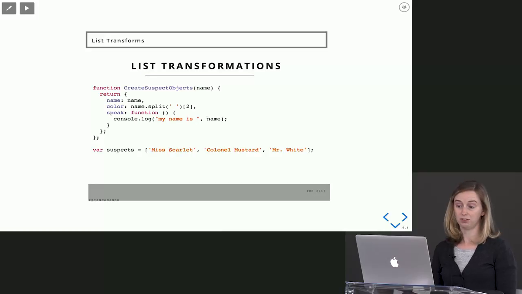We're defining some properties on this object. We have 3 properties. We have a name property, and this name's getting passed in. So we have just this function that spits out an object when you give it a name, and it figures out its color by splitting the name at the space and getting the second one. So scarlet, mustard, white. And then it has a speak function where it says its name.